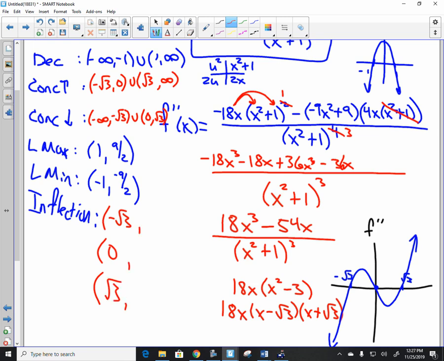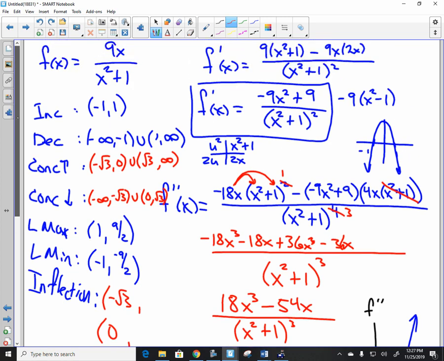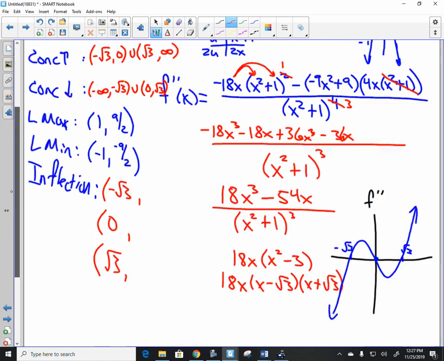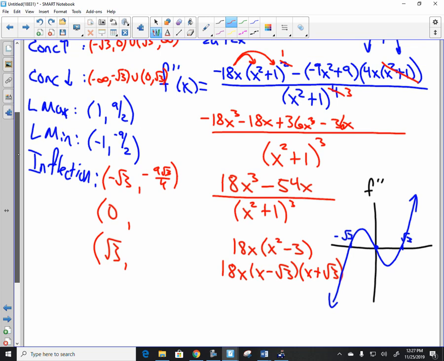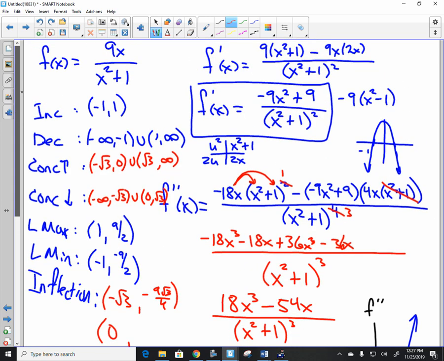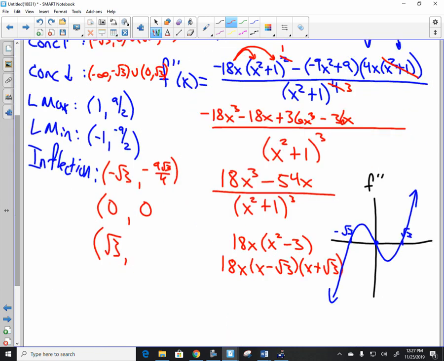How do I get the y values? Plug them back into the original, right? So I would get negative 9 roots of 3. What's the negative root of 3 squared? 3 plus 1 is 4, so negative 9 roots of 3 over 4. What do you get if you plug in 0? 0. And if we plug in the root of 3, we get that 9 roots of 3 over 4.